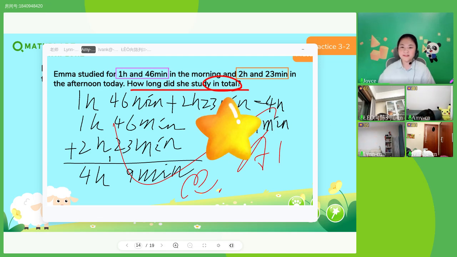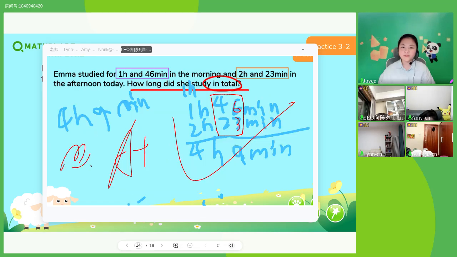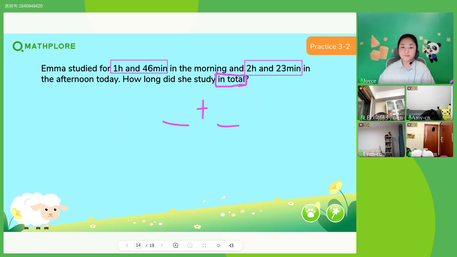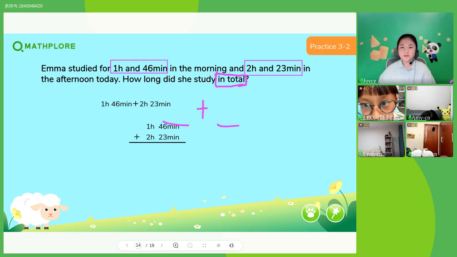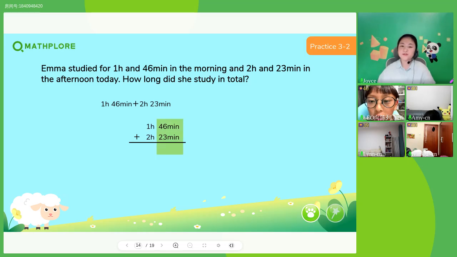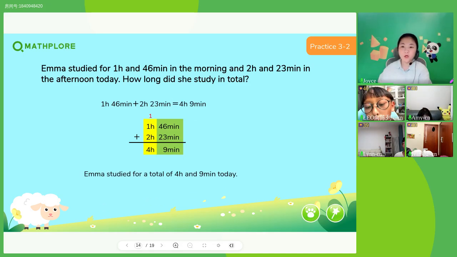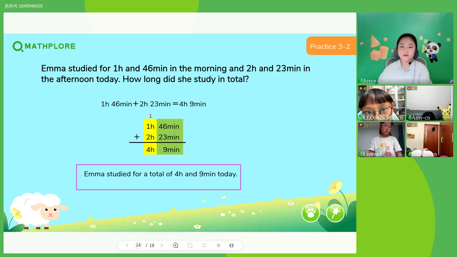Okay, everyone, so look, just like what you guys did. I'd like to hand in the whiteboards. So look, we just try to plus them together with the addition. And when they're more than 60, just try to remove it to the hour plus. And we have only 9 minutes left over, and then we have 4 hours to go, right? So 4 hours and 9 minutes is the answer. And be careful, when you're doing homework, you really have to write a statement out. Emma studied for a total of 4 hours and 9 minutes today.